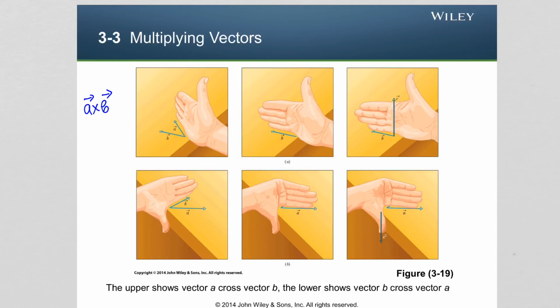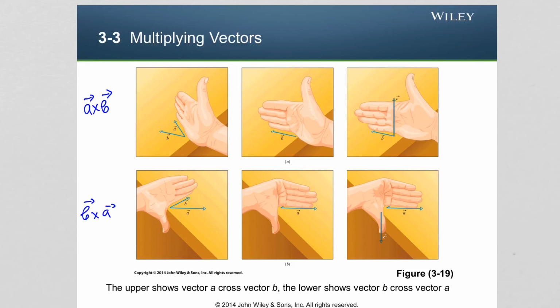The second example, the second row, shows you the cross product B cross A. So now B is the first vector in the cross product, so you will line up the fingers of your right hand along the direction of B. Then you're going to sweep towards A until your fingers line up with A. The thumb of your right hand points in the direction of the resultant vector C, right here.